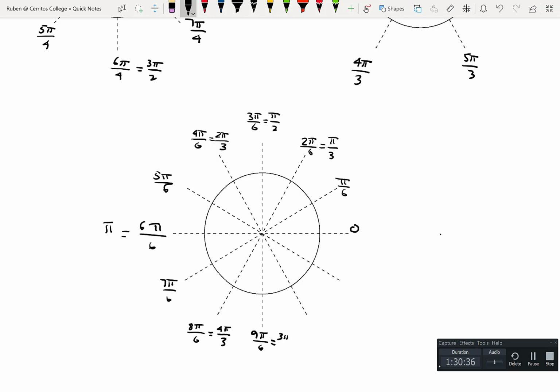9 pi over 6 reduces to 3 pi over 2. Plus another 1 pi over 6 is 10 pi over 6, which reduces to 5 pi over 3. 11 pi over 6, which doesn't reduce. 12 pi over 6, one complete revolution, is equal to what it should equal, 2 pi.